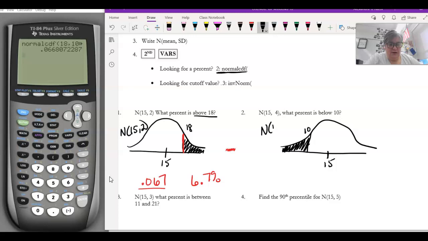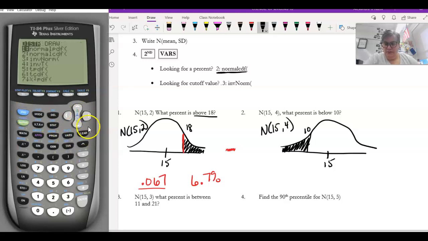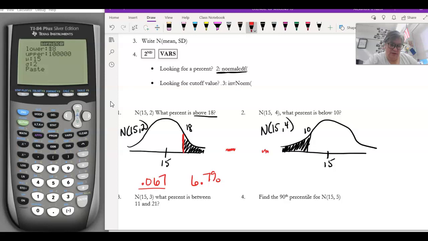And again, we're writing our normal model information. Okay, so now second distribution, normal CDF. Lower this time is a really small number here. A lot of times people will just do negative and then a really big negative number. And then our upper is this right side. It's the upside of the shaded region, the right side of the shaded region. So that's 10. Our mean is still 15, but this time our standard deviation is 4.